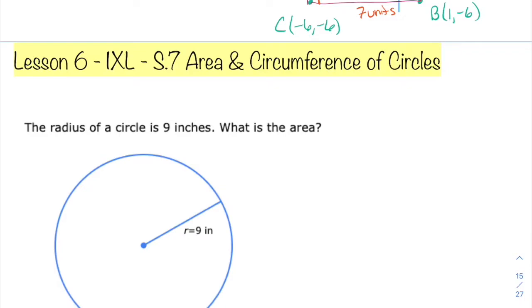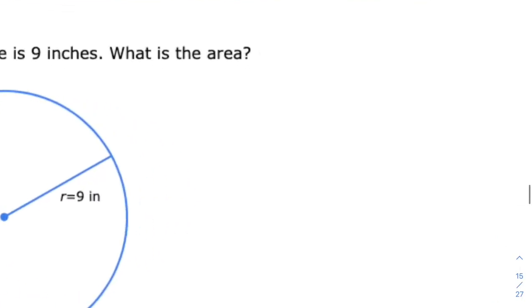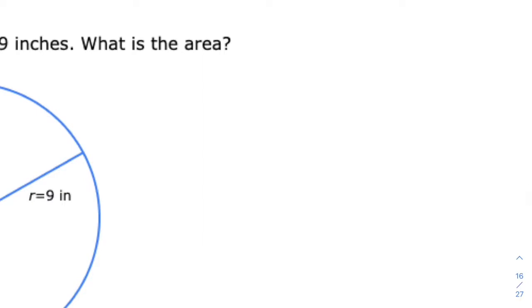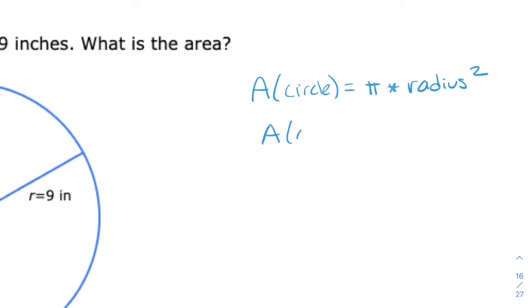This is IXL, Section S7, Area and Circumference of Circles. So for this one, we're going to need two formulas. The first one is the area of a circle, which is pi times radius squared. And so we simplify it by saying the area of a circle is pi r squared.